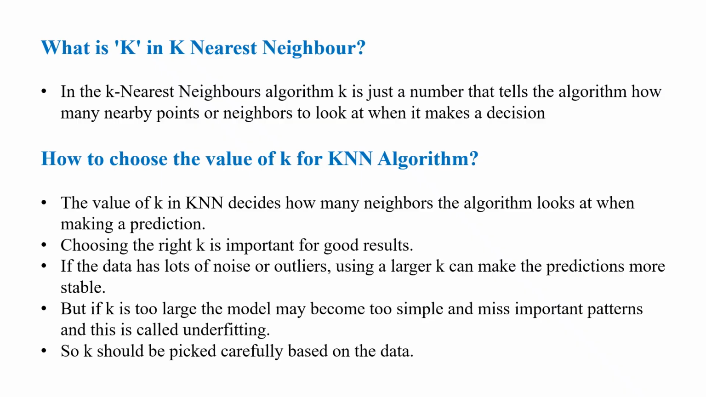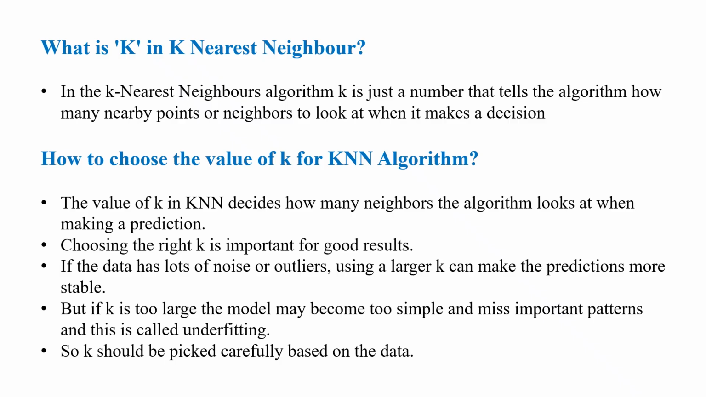So what is k in k nearest neighbors? In the k nearest neighbors algorithm, k is just a number that tells the algorithm how many nearest neighbors to look at when it makes a decision. How to choose the k value in the KNN algorithm? The value of k decides how many neighbors the algorithm looks at when making a decision for the prediction. So choosing the right k is very important for a good result.